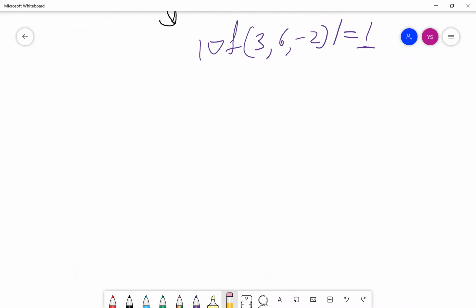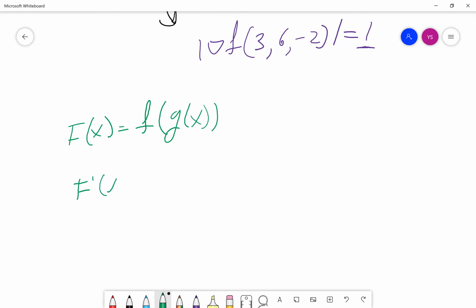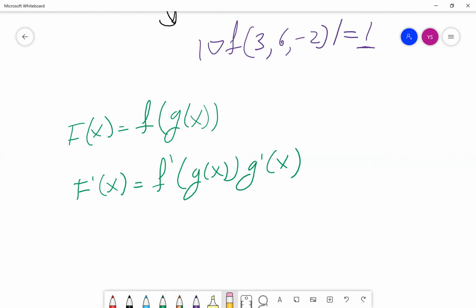So the chain rule, if we remember from Calc 1, if you have, let's say, some f of x equal to f composed with g of x, then the derivative of f with respect to x is going to be the derivative of f, and then g remains the same, times the derivative of g with respect to x, right? That's the chain rule for Calc 1. So we want to build on that in 2 ways. The first one will be simpler, and the second one may be a little bit more complicated.